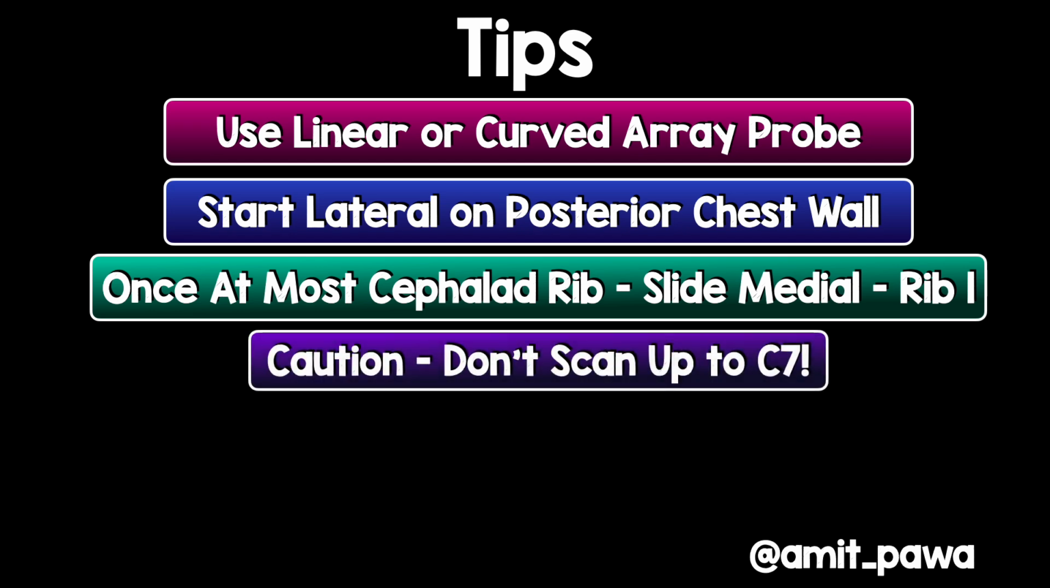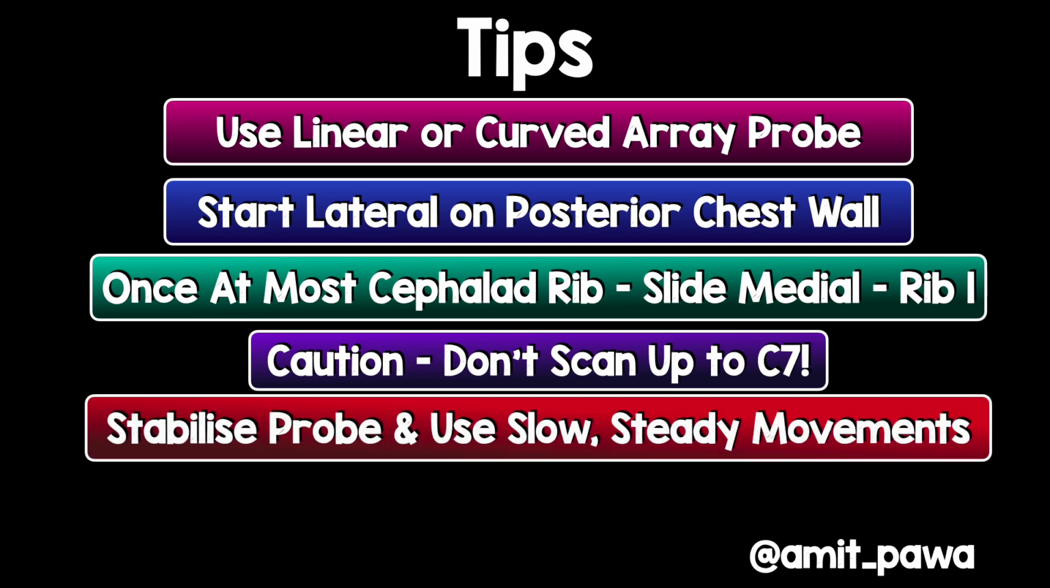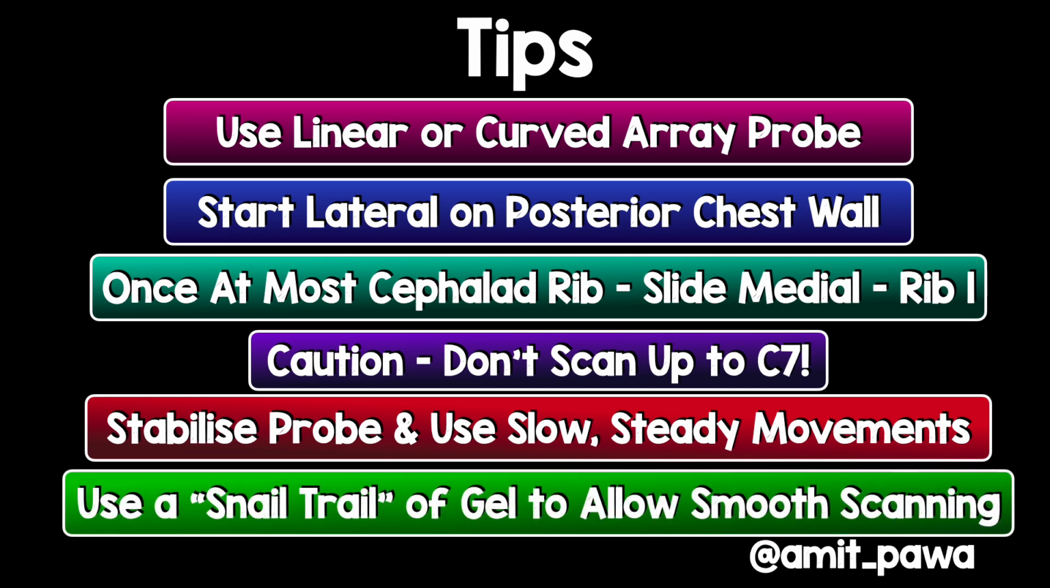One note of caution at this point: if you slide your probe too cephalad and you're scanning up on the neck, it's possible that you'll identify the transverse process of C7, so make sure that you don't do that. It's important that you stabilize the probe and use slow, steady movements to make sure you count the levels correctly. And finally, to allow smooth scanning, consider using a snail trail of gel along the path the probe is going to be traveling to make that process seamless.